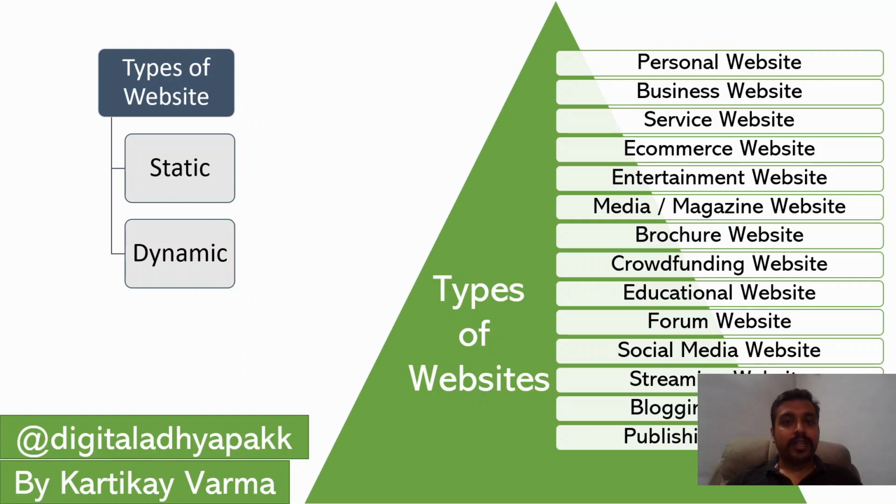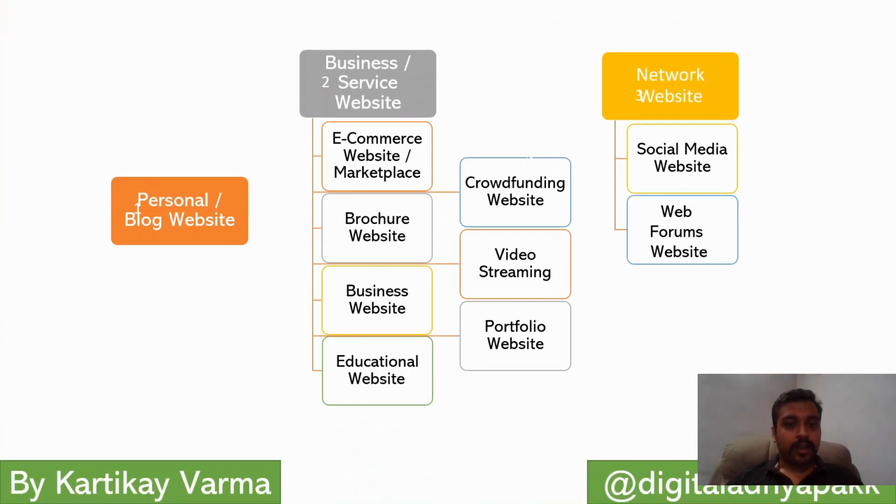Now I have tried to re-organize these kinds of websites as per their use. We can check it out in this format. These are the network websites, which are basically social media websites and web forums. Business websites will include e-commerce and any type of website which is used for commercial purposes. Now let's understand all these types of websites based on their content.